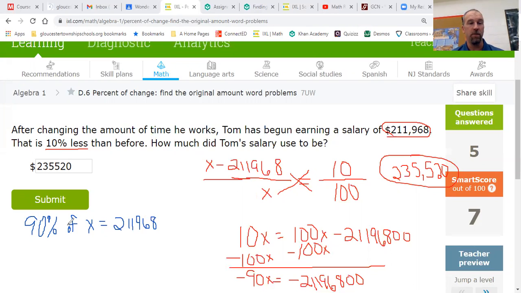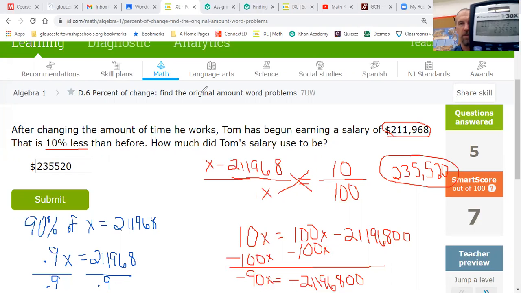Convert this to a decimal, change my of the multiplication. 0.90 or just 0.9x is equal to 211,968 and divide both sides by 0.9 or 0.90. And again, you might be able to predict, but I'll do it just to be safe. 211,968 divided by 0.9 is equal to, there it is, 235,520. The same answer with less work.